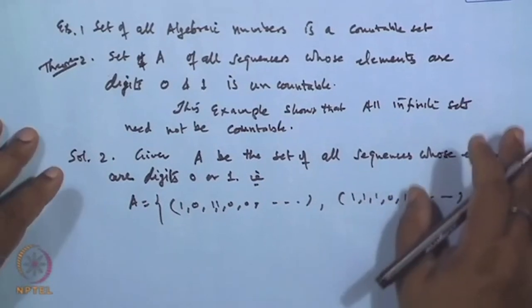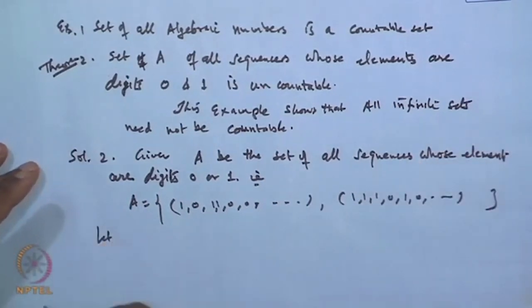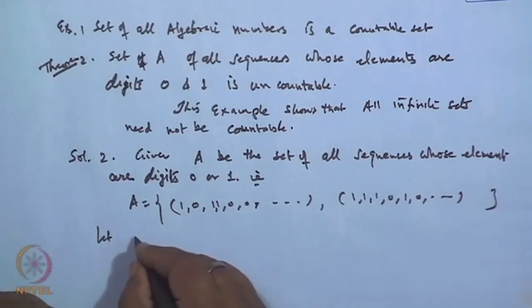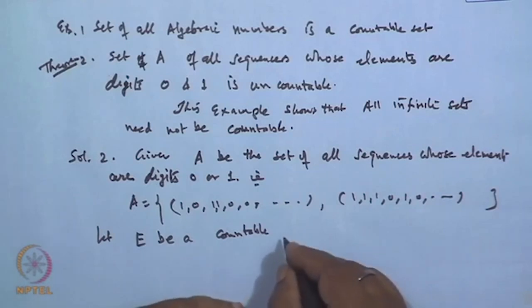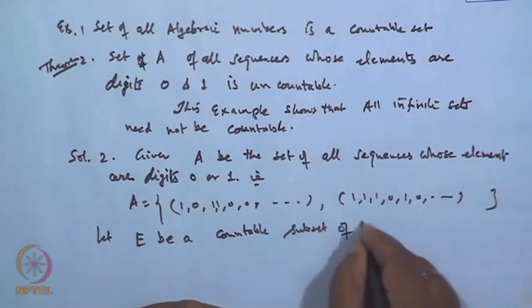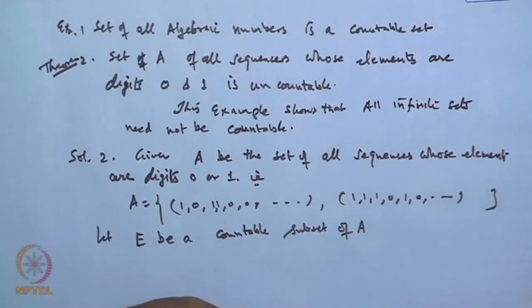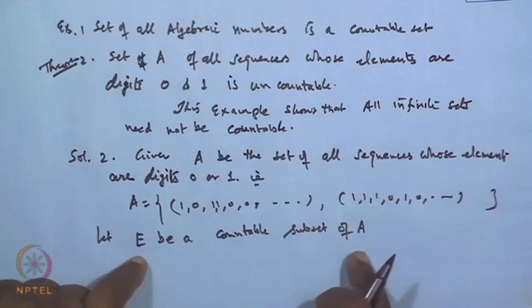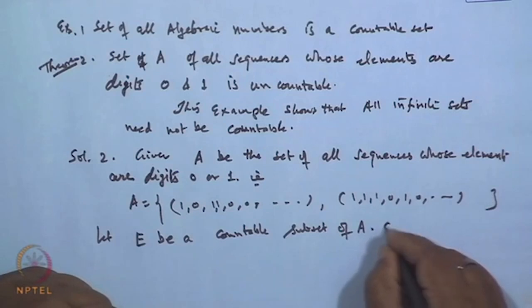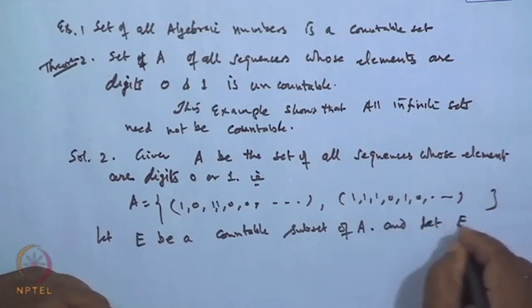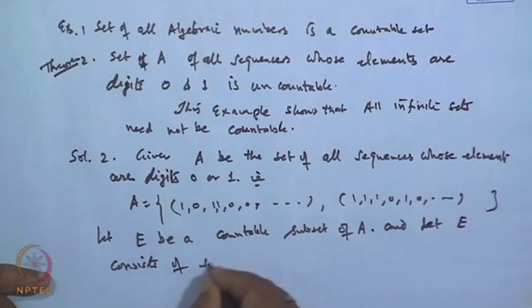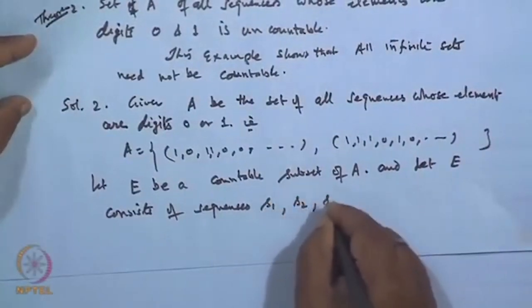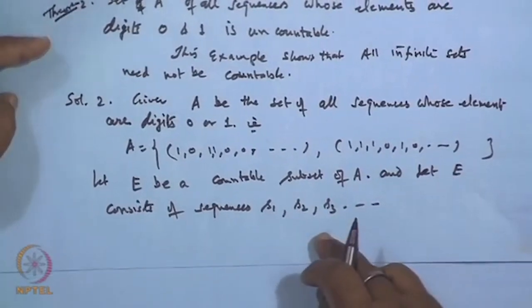So, let us prove it. Let E be a countable subset of A. It means E can be arranged in the form of a sequence. So, let E consist of the sequences S1, S2, S3, and so on, Sn. Because this is countable, we can arrange the elements in this form.